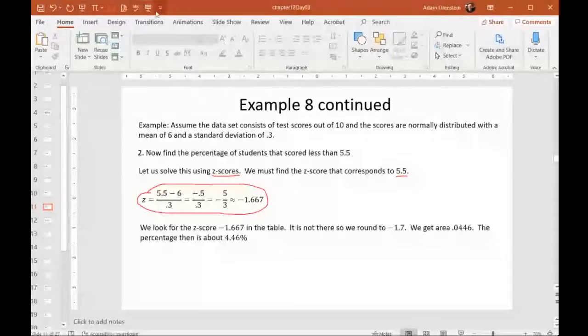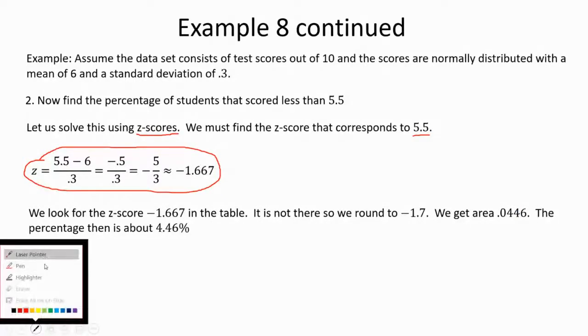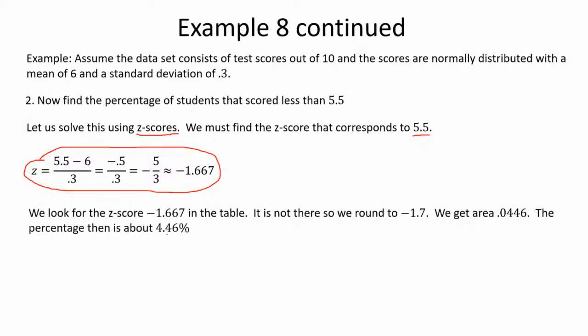Going back to the notes, in that table we got 0.0446. That's the area. So the percentage of data values is 4.46%. That's what we get. So that's our area, and this is our answer.